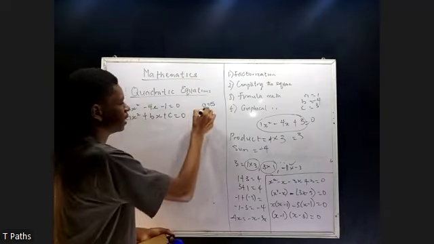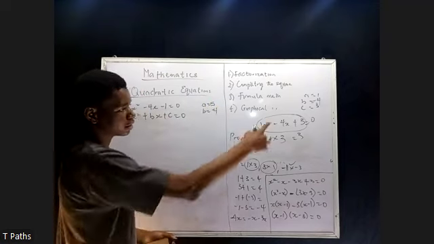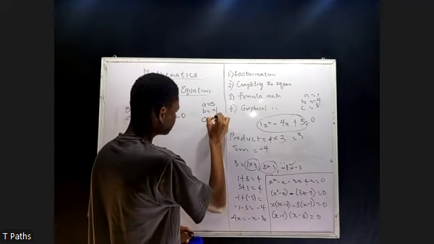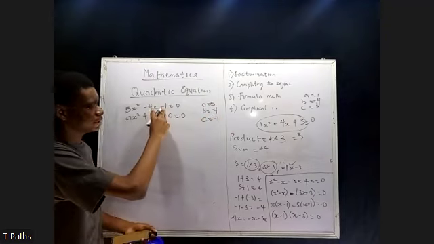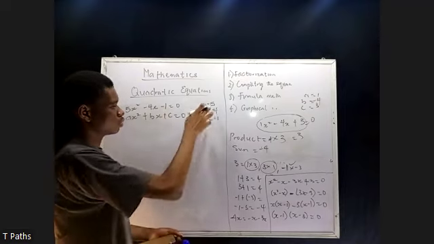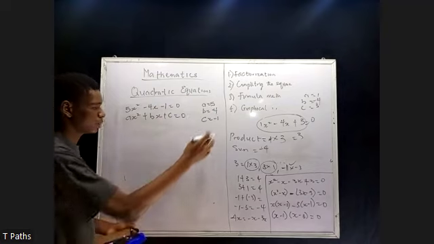Then my b is -4, like I said in the first example, the coefficient of x, -4. Why my c is -1? This constant here is -1. Right, so I have my a equals to 5, b is equals to -4, and c is equal to -1.